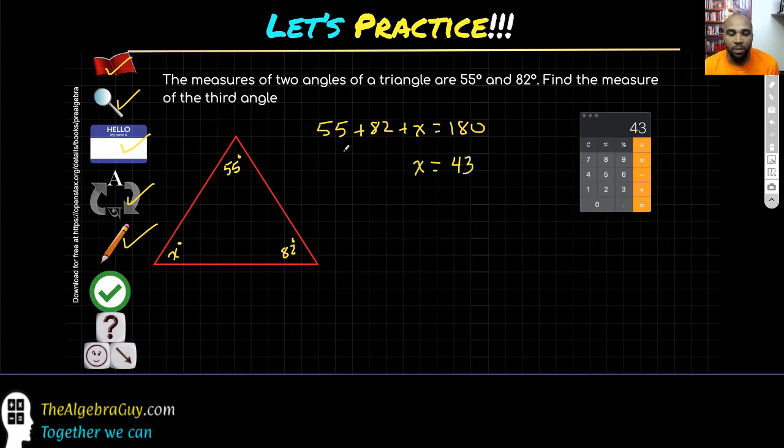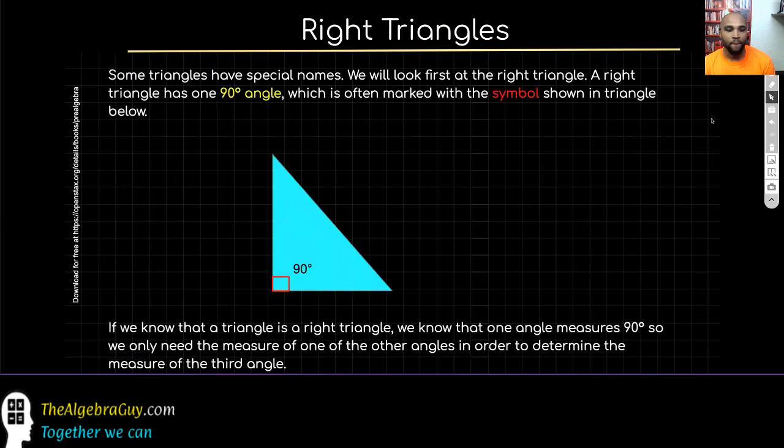And you could have done this a couple of ways. You could have added those and then subtracted it from 180. It's going to be the same thing. So you can check that again by plugging it in there and make sure it adds up to 180. And did we answer our question? Yep, they just wanted the third angle. We got 43. Make it more specific, 43 degrees.